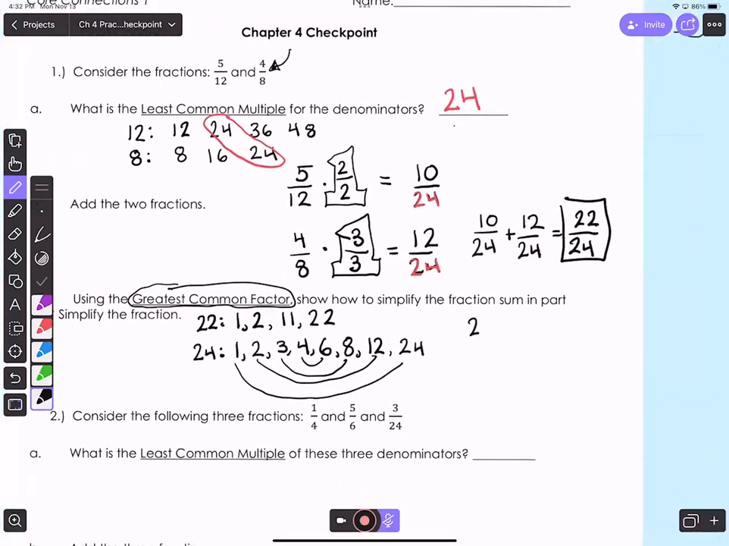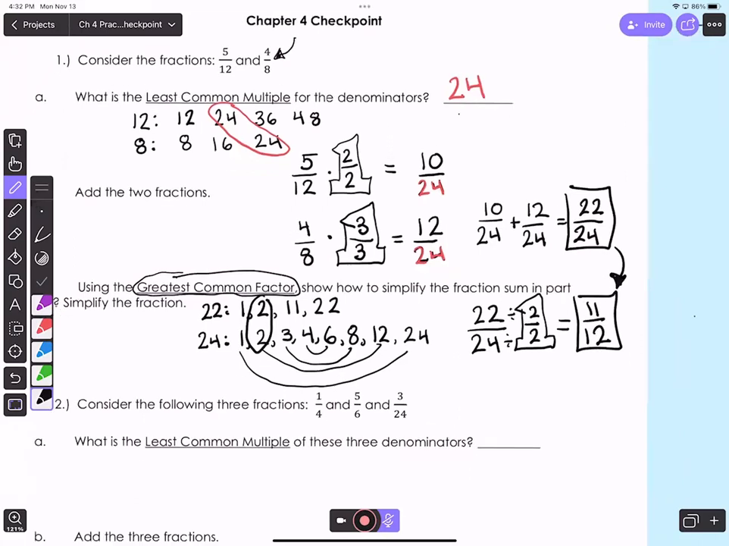So we have 22 24ths. We want to reduce the fraction. So it's an equal fraction, but the same portion. Our greatest common factor isn't that big. It's just 2. So we are going to divide by a giant 1. Divide by 2 in the numerator and denominator. And we get 11 12ths. And that is our final answer. So that is a simplified version or a reduced version of 22 24ths.